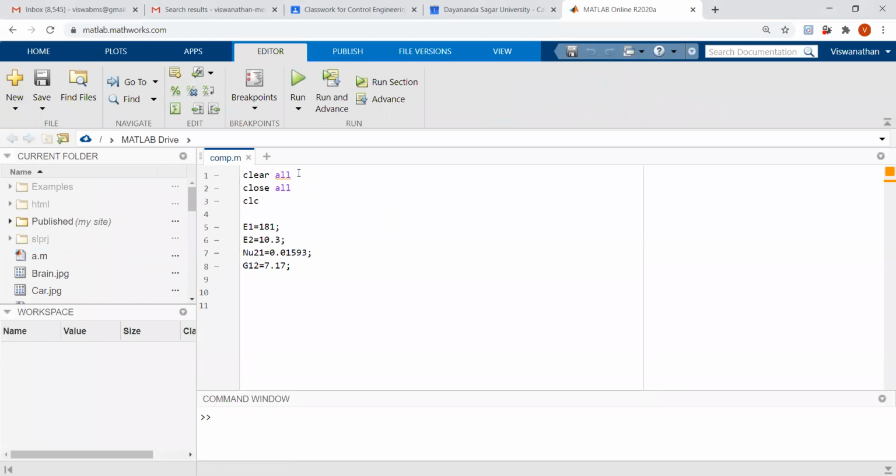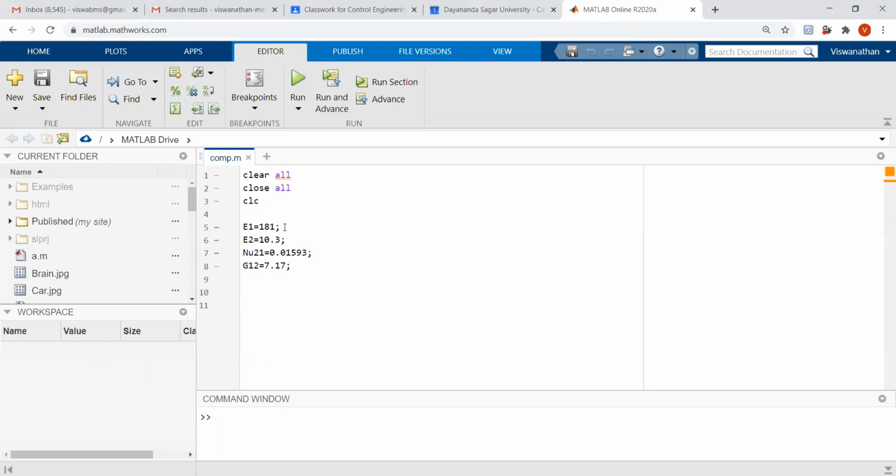Clear all, what does it do? It clears the workspace. Close all will close all the other windows, the figures, if you have plotted, it will close all those. CLC will clear the command window. And this is the numerical data given: E1 is equal to 181 GPa, E2 is 10.3 GPa, Nu21 is 0.01593, G12 is 7.17 GPa.